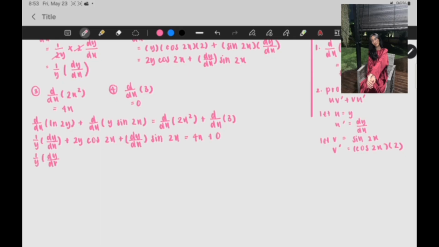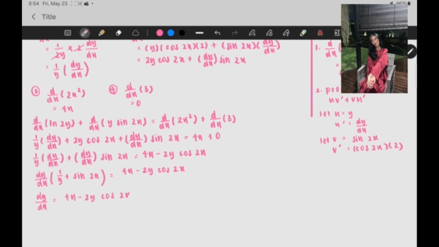Then we move all of the parts that have dy dx to the left hand side of the equation, and the ones that don't have dy dx to the right side of the equation. After that, we factorize the dy dx out of the equation. Lastly, we make dy dx the subject. This will make the final answer 4x minus 2y cos 2x over 1 over y plus sine 2x.